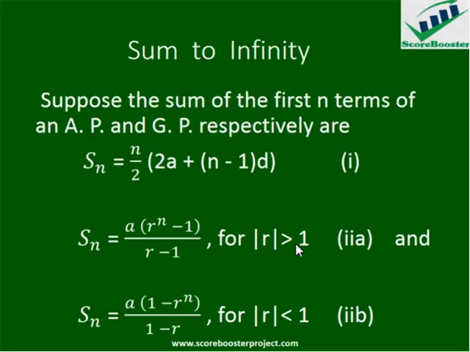So there is no way we can have a particular formula for this first condition, that is, for r greater than 1. There can't be a particular formula for obtaining the sum to infinity of a GP.